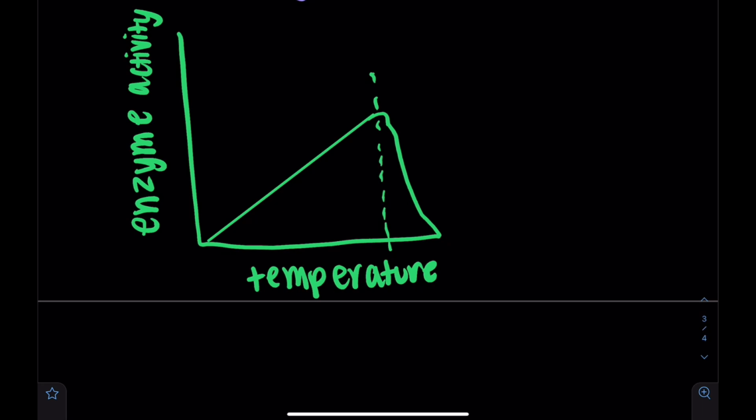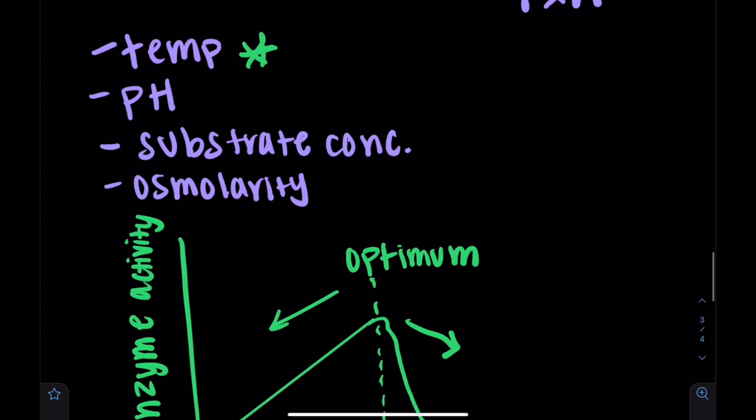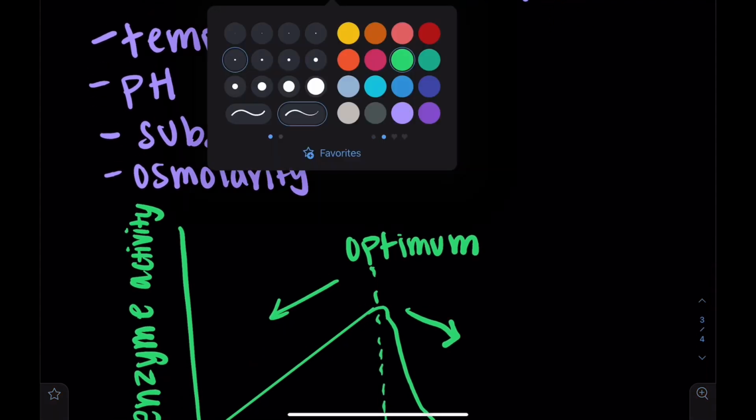And below the optimum, let me just note this. So anything below the optimum, obviously we can see that our enzyme activity is low. The molecules are moving more slowly. And the slower the molecules move, the slower the rate of enzyme activity is. And then above optimum temperature, we can see that the enzyme becomes distorted, and that also slows the rate of enzyme activity.